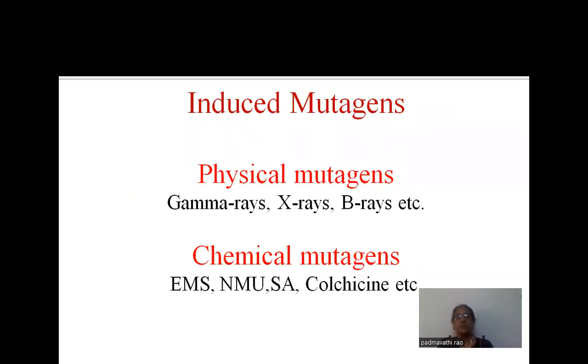Induced mutations are generally of two types. We can induce these mutations by using different agents, physical agents as well as chemical agents. The physical mutagenic agents are gamma rays, X-rays, and beta rays. And the most common chemical mutagenic agents are ethyl methane sulfonate, nitrosomethyl urethane, sodium azide, colchicine, etc.